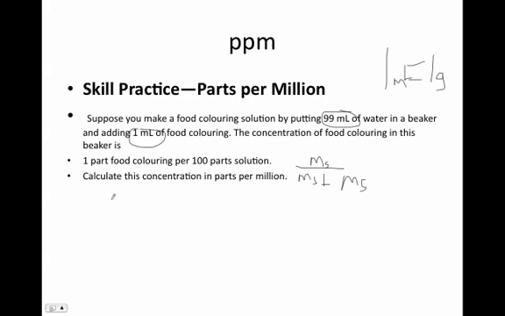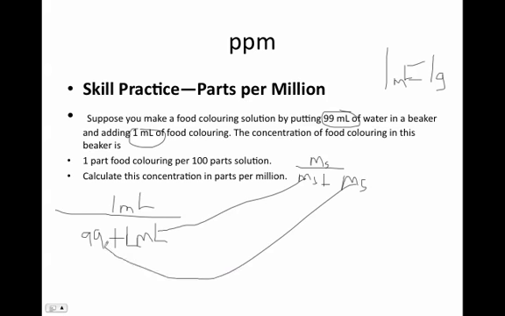So we have 1 mil is the mass of the solute, and 99 plus 1 would be the mass of solute and solvent, and then 99 is the mass of the solvent. So that's 1 over 100.